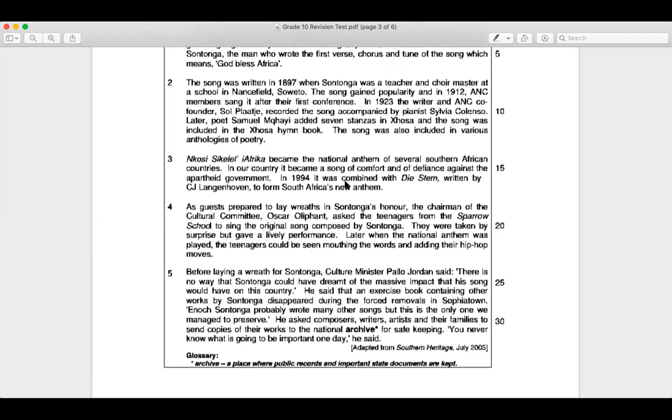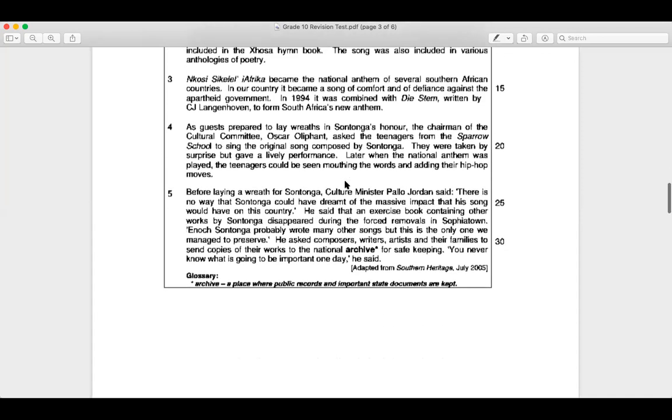Later, poet Samuel Mqhayi added 7 stanzas in Xhosa, and the song was included in the Xhosa hymn book. The song was also included in various anthologies of poetry. Nkosi Sikelel' Africa became the national anthem of several Southern African countries. In our country, it became a song of comfort and of defiance against the apartheid government. In 1994, it was combined with Die Stem, written by C.J. Langenhoven, to form South Africa's new anthem.